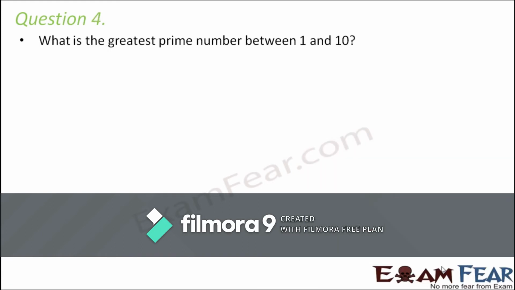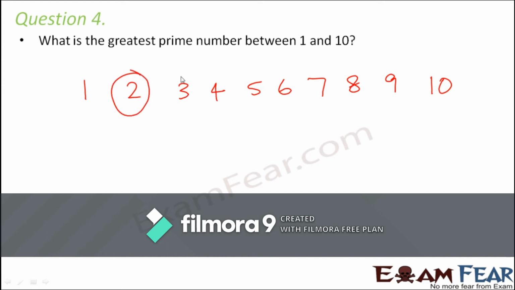What is the greatest prime number between 1 and 10? So what are the numbers that we have between 1 to 10? So these are the numbers between 1 to 10. Now which is the smallest prime number? 1 is not a prime number. So 2 is the prime number. Next 3 is a prime number. 4 is a composite number. 5 is a prime number. 7 is a prime number. And then you have composite numbers. So which is the greatest prime number? So the greatest prime number is 7.